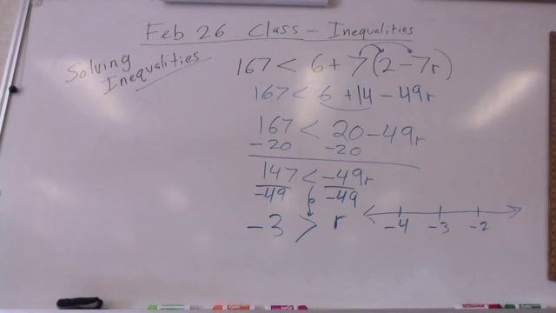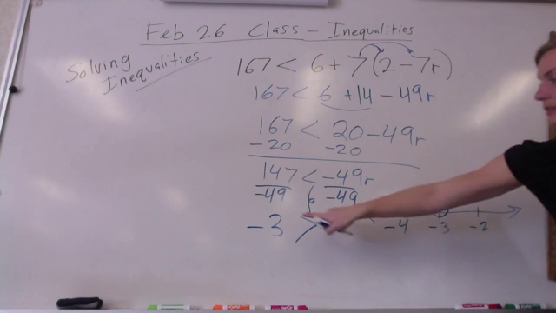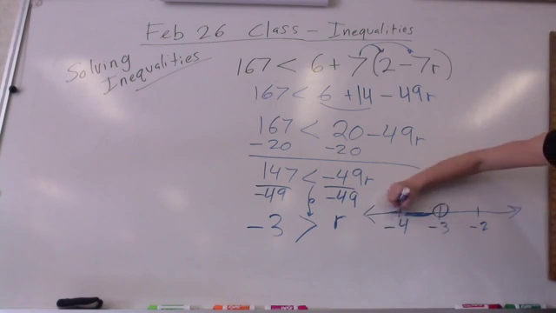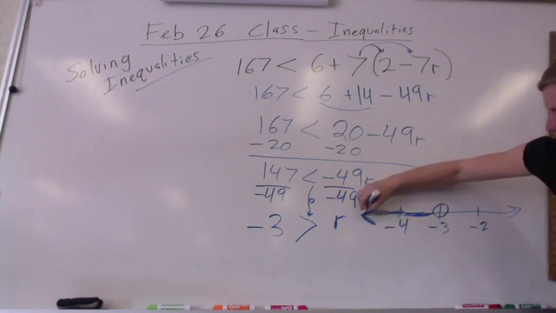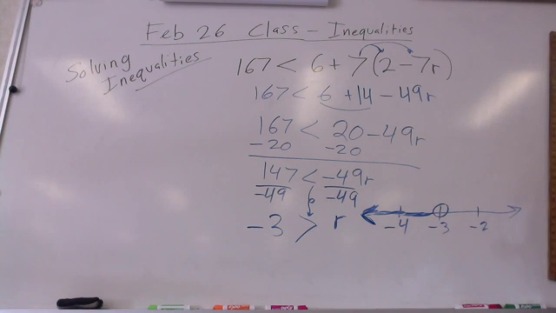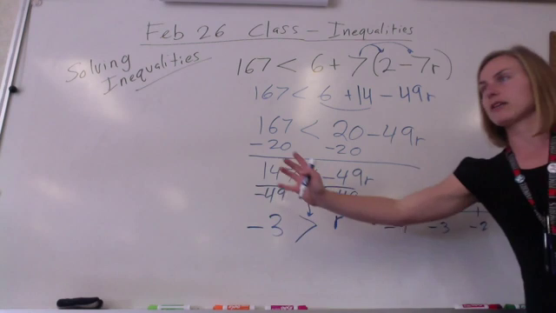Brian, open or close circle? Open. Because R cannot equal 3. And then which way do we go? That way? Because negative 4 is less than, so that works. We're saying that negative 3 is greater than R. So R can be anything else down the line.